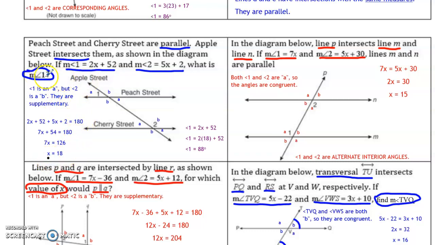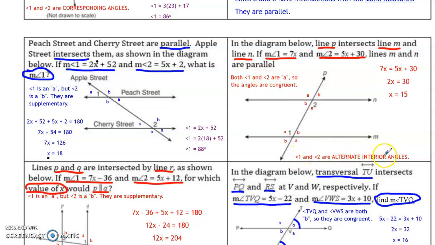And then it's asking for the measure of angle 1. So that means I need to substitute x into angle 1. Remember, if it's asking for a specific angle, once you find the value of the variable, you got to substitute it in. In this question, we are told that we're looking for angles 1 and 2.